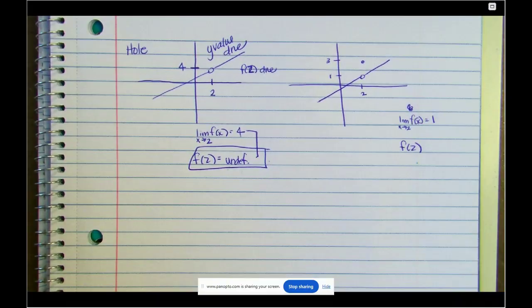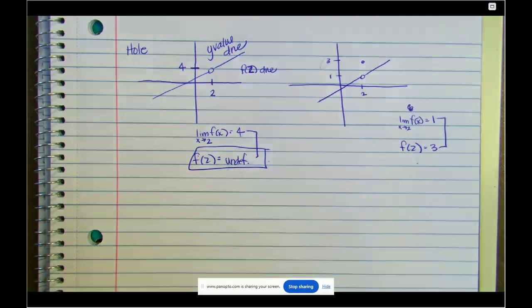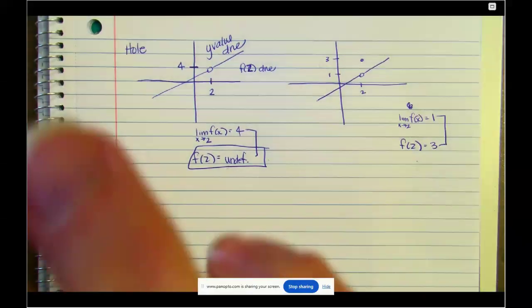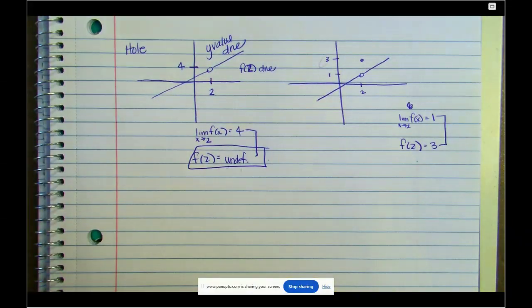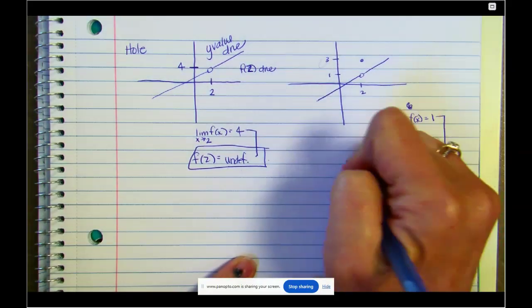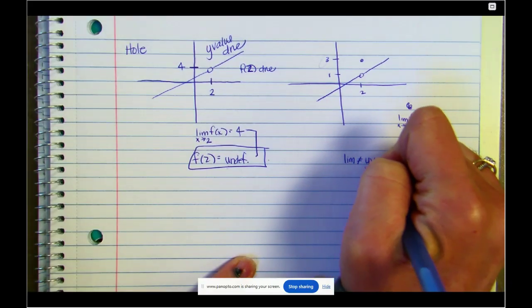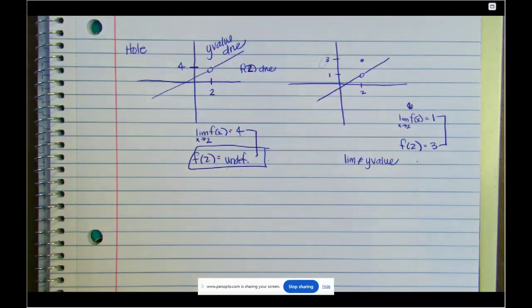Does it have a y value? What's its y value? 3. Okay. But look, those don't match. The reason it's discontinuous is because the limit and the y value aren't equal. So you would say this is discontinuous, and I would say why, and you would say the limit does not equal the y value.